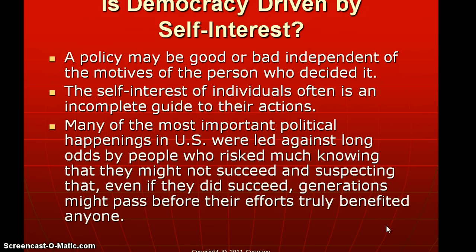The next question is democracy driven by self-interest? Okay, and if you check your textbook, your text will tell you that the framers did not think that the will of the people was synonymous with the common interest of the public good. Okay, and that goes along with mediating and not mirroring popular views.